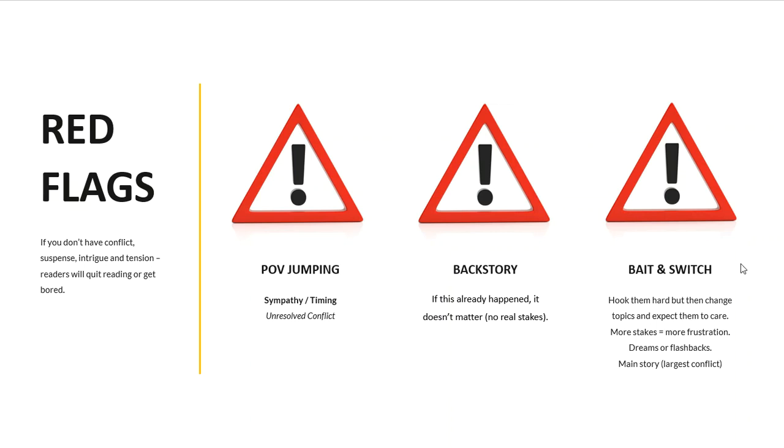And then finally, what I'm calling a bait and switch, but is actually kind of a few different things. So, to hook them, but then change topics and expect them to still care. For example, like I mentioned with the POV jumping, where you get started with a great scene and characters, but then you jump to totally different characters or a different scene, and they don't care anymore. Like you built this work to get them to care about what was going on, and then you made them start over with something new and unfamiliar. So that's a little bit of a bait and switch.